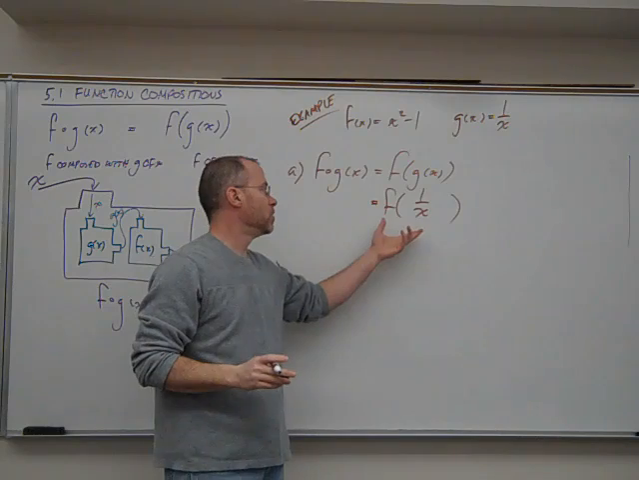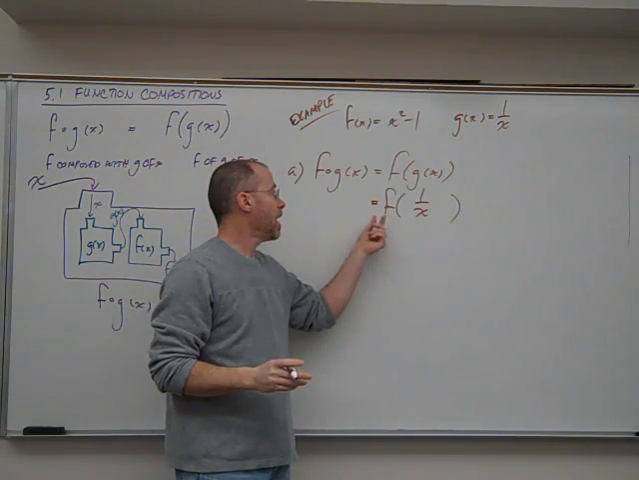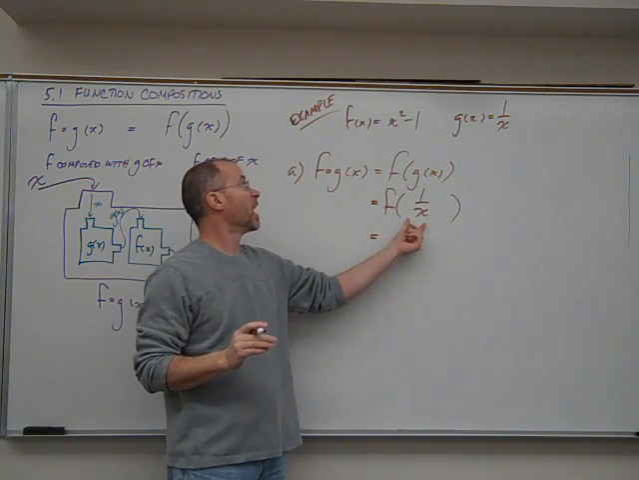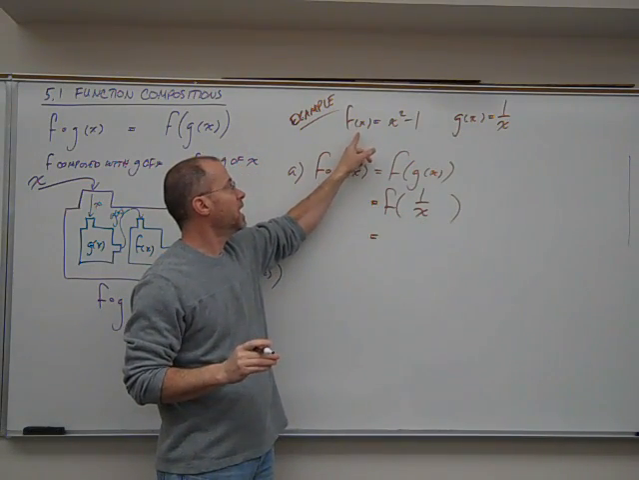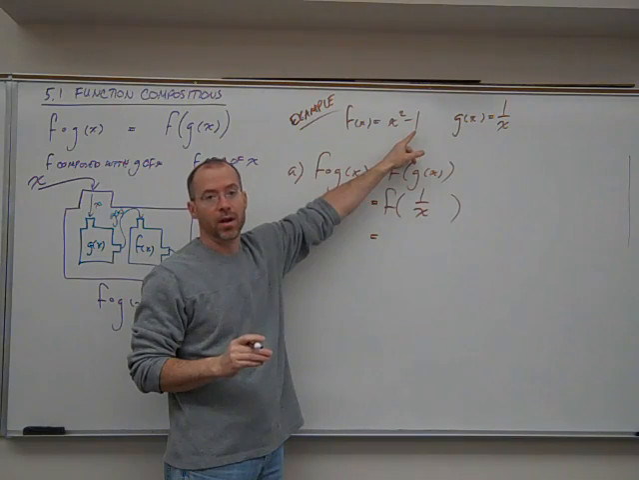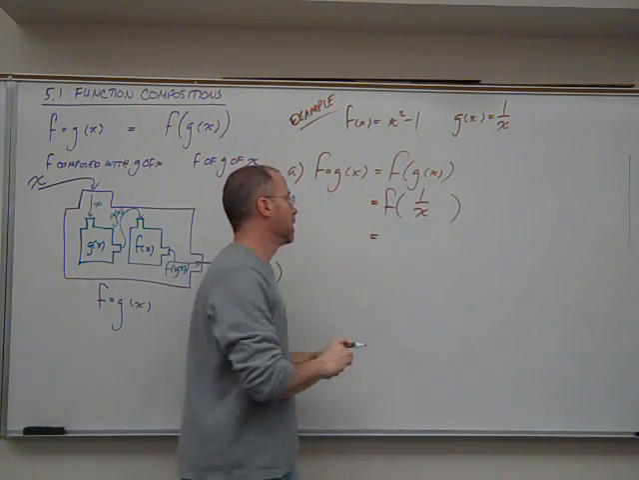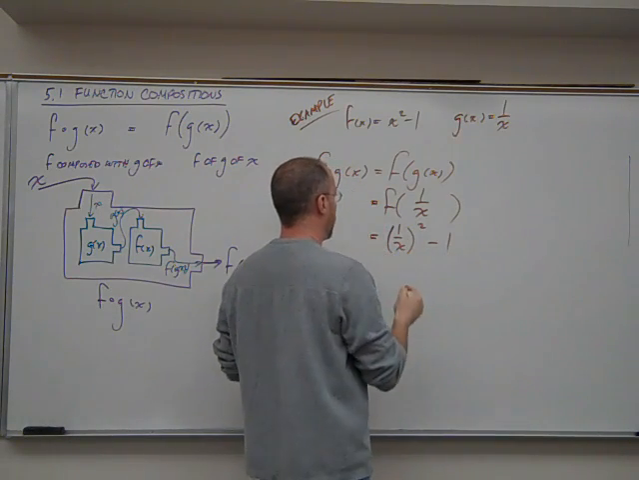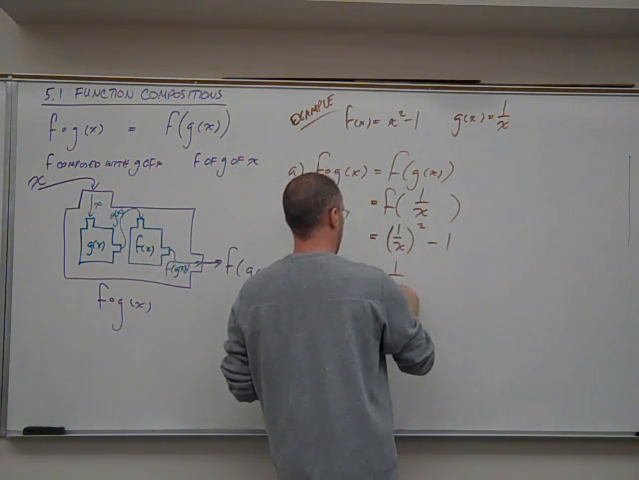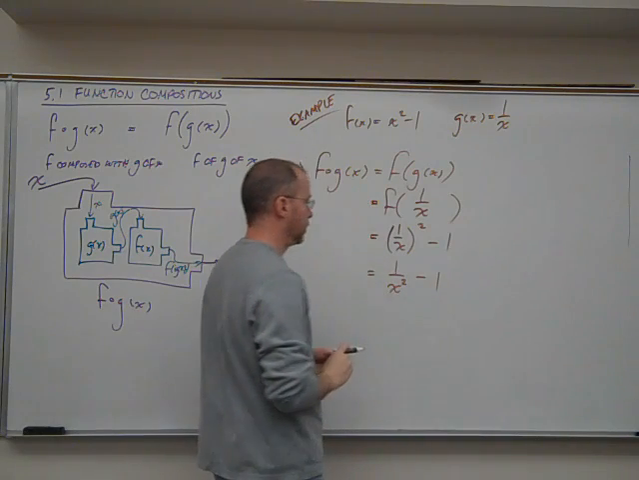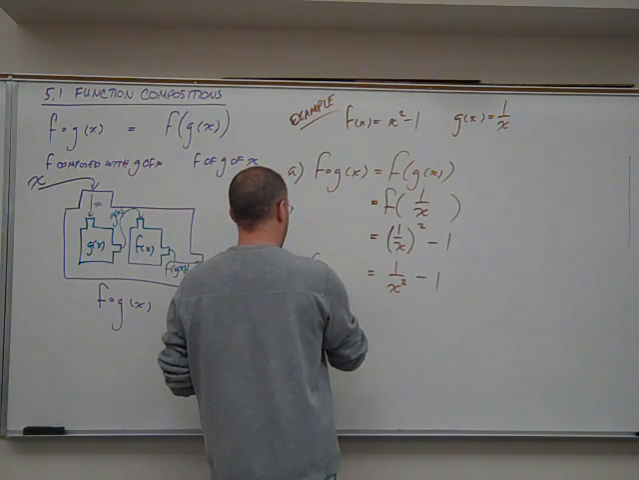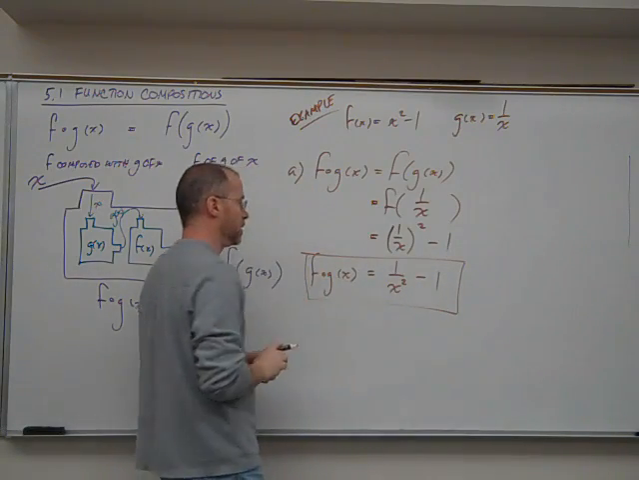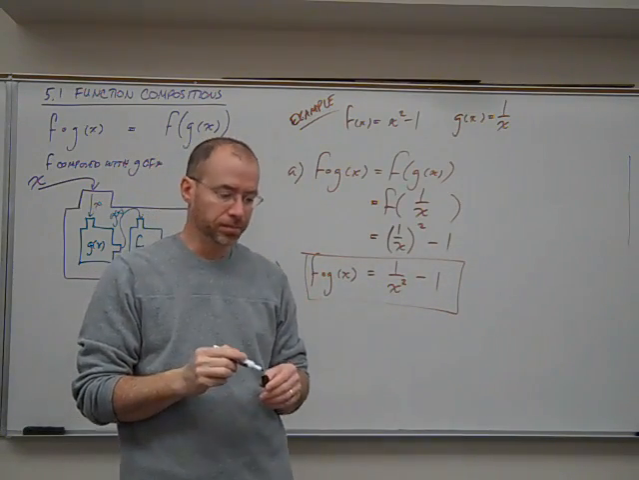And then this should remind you of homework earlier in the course. F of 1 over x is just what the f function does if you input the formula 1 over x. So f is the function that takes any input, squares it, and subtracts 1. So here it's going to take this input and square it and subtract 1. I suppose I could write this simplified in this form, and that is the new function that we form by composing f and g. That's f composed with g of x.